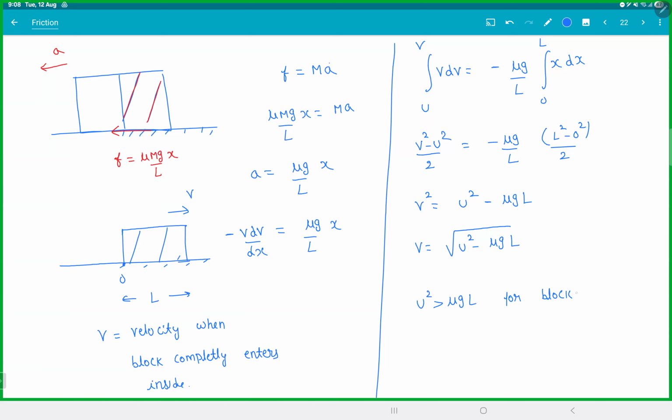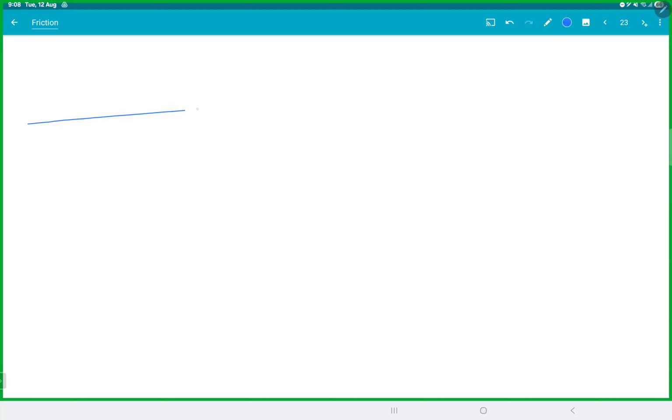If u square is less than mu gl, the block won't completely enter inside. This is the first part of the problem when it is entering. Now the second part of the question. So always split the problem into pieces. Now the block has completely entered into the rough surface, and now your speed is v. So now your life is easy.